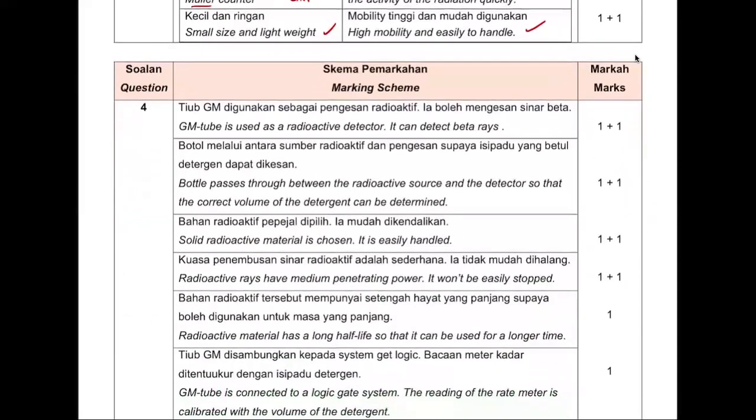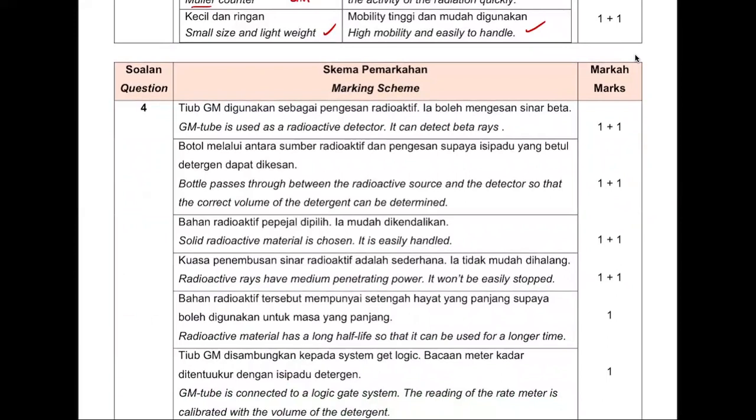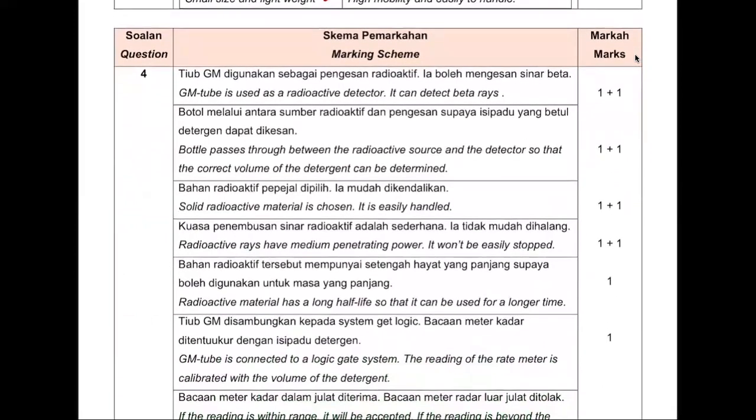GM tube is used as a radioactive detector because it can detect beta rays. Then the bottle passes through between the radioactive source and the detector. So you should install the radioactive source and the detector so that the correct volume of the detergent can be determined.